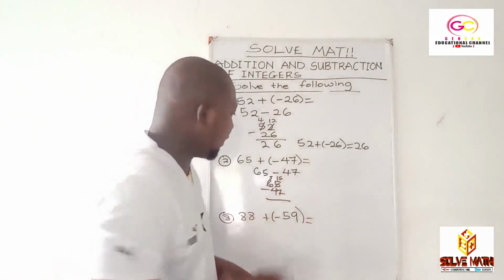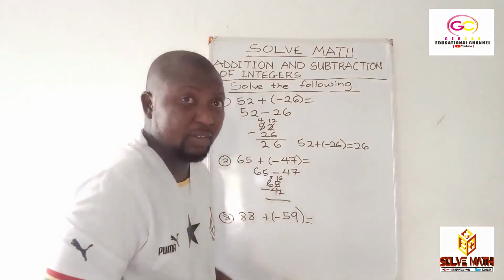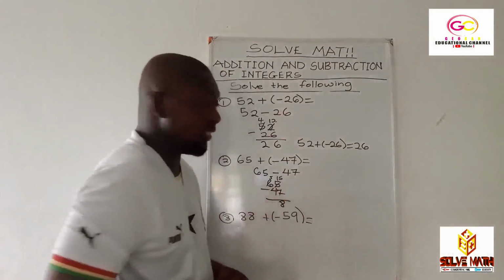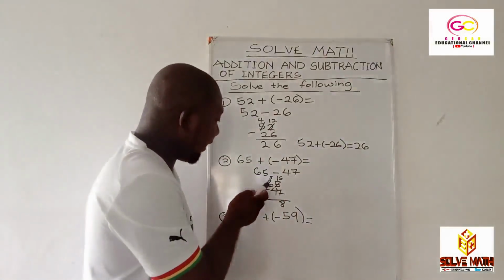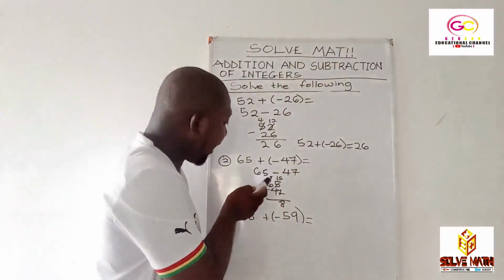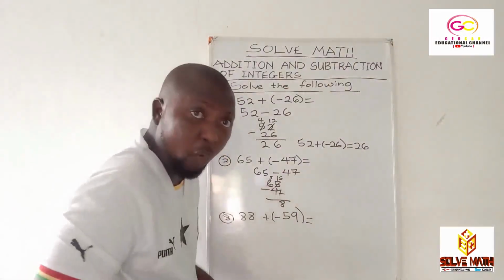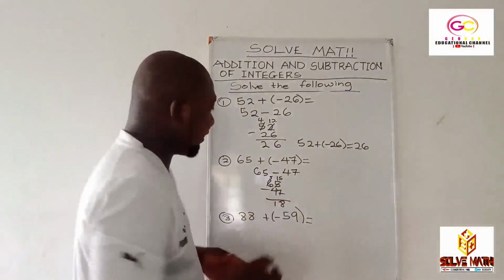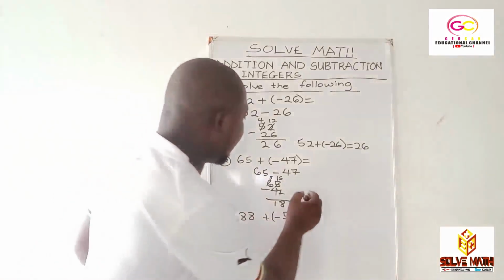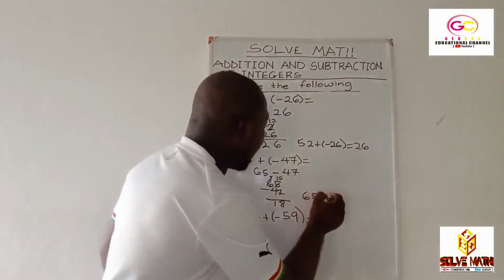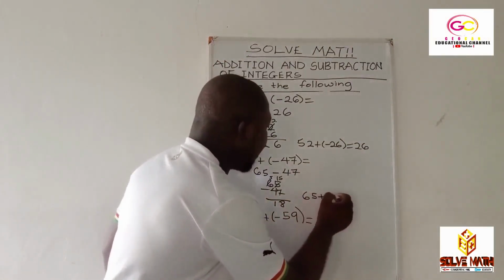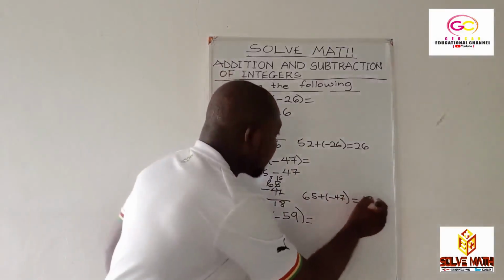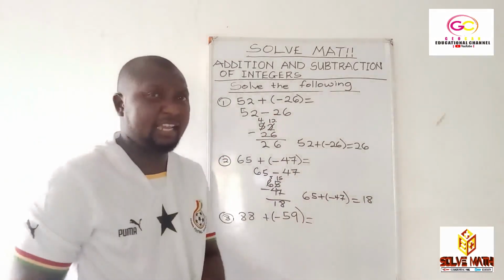I believe you got it. So 15 minus 7. What do you get? 8. Easy as ABCD. And the number here is no longer 6, but it's what? 5. So 5 minus 4 will give us what? 1. Voila. So the answer is 18. So what it simply means is that if you have 65 plus negative 47, your answer is what? Positive 18. Easy as ABCD.